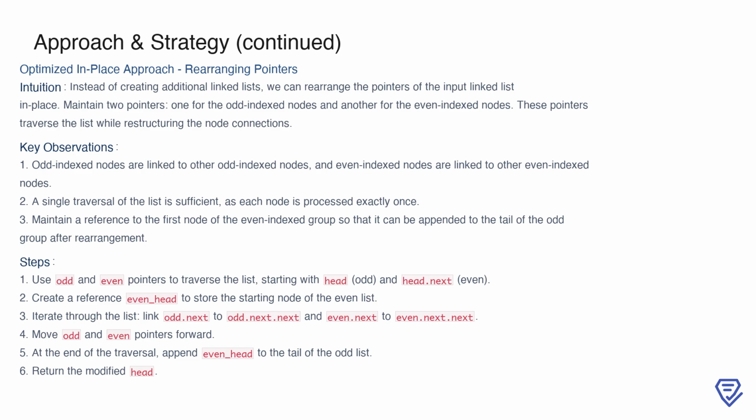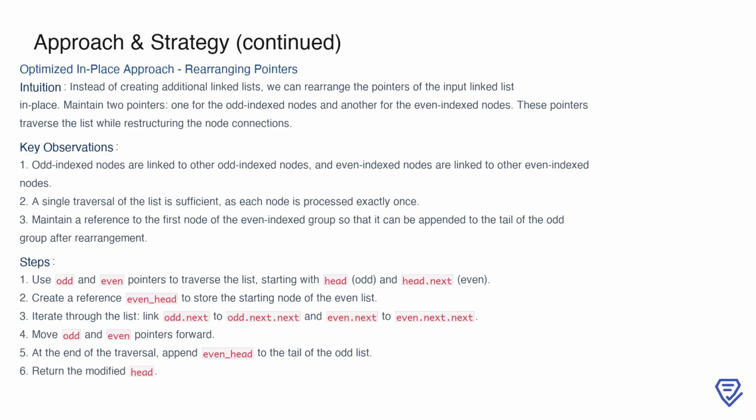To make this possible, we need to keep track of the first node in the even group, as it will be appended to the tail of the odd group at the end. To implement this, we initialize two pointers, odd and even, starting at the head of the list and the second node, respectively. Additionally, we store a reference to the even_head so we can easily reconnect it later. As we iterate through the list, we update the odd pointer to skip over the next even node and instead link to the following odd node.